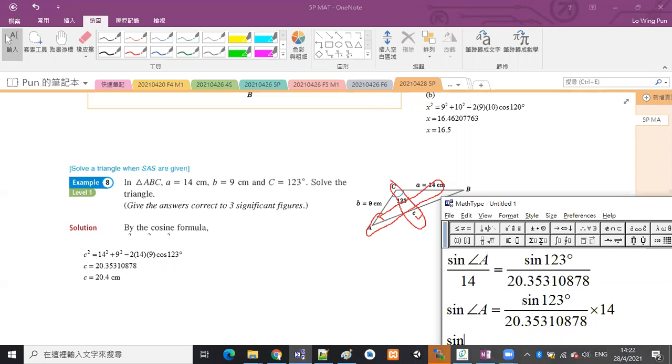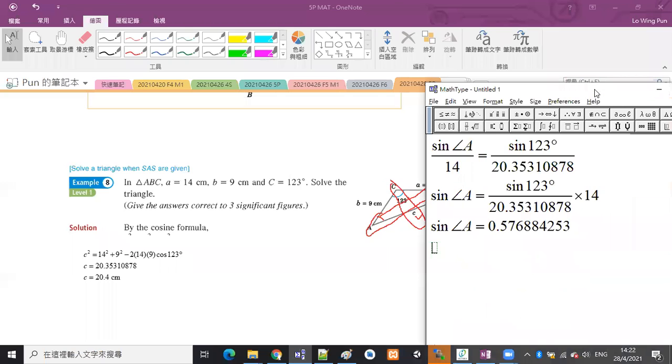Sine angle A is equal to 0.576884253, which means that angle A will be shift sine of this number, which should be 35.23 something.